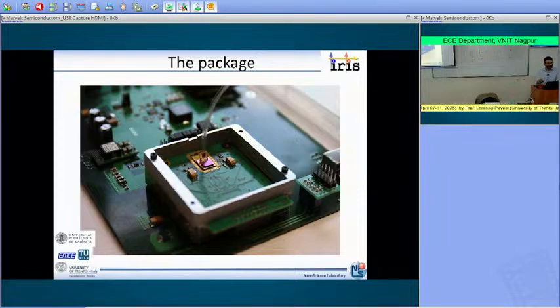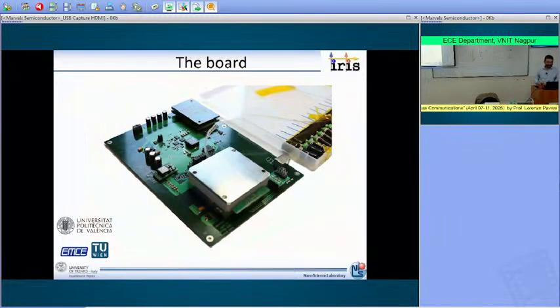So I have already shown you this package. And so the package has the function of hosting the optical switch matrix here, having input fibers, having input electronic digital signal, and then controlling the temperature that is developed in the circuitry. Everything is placed in a board.